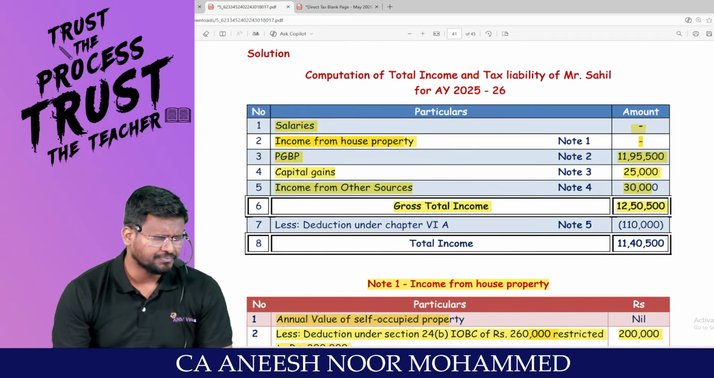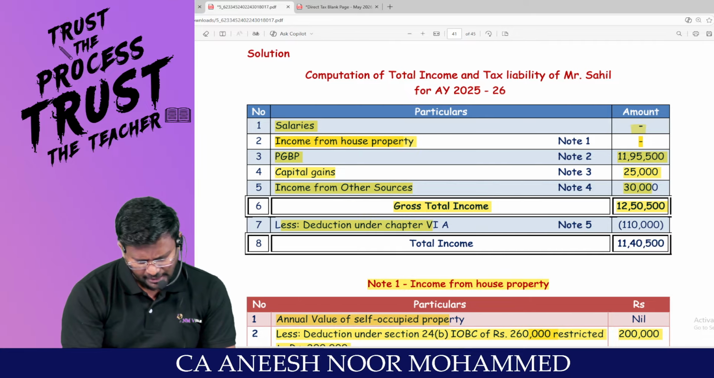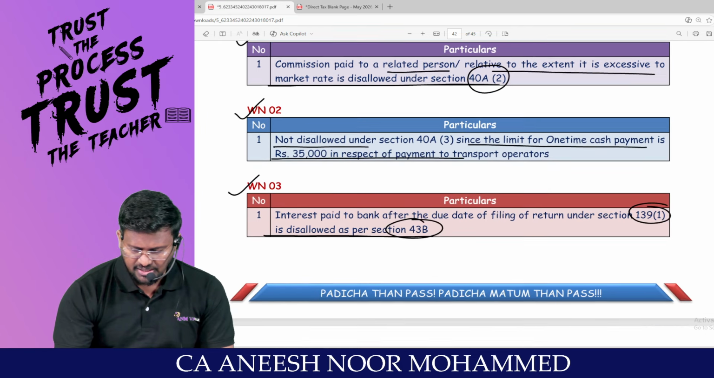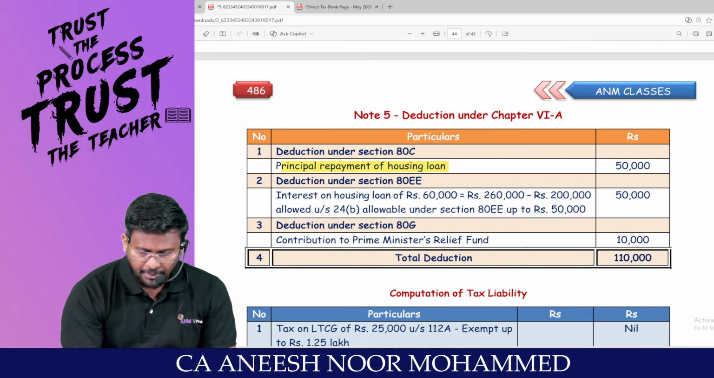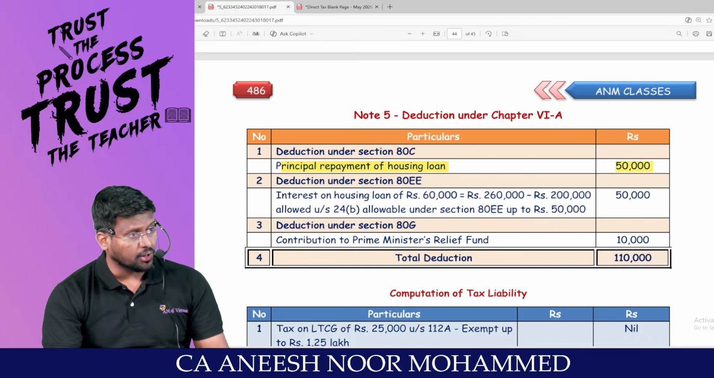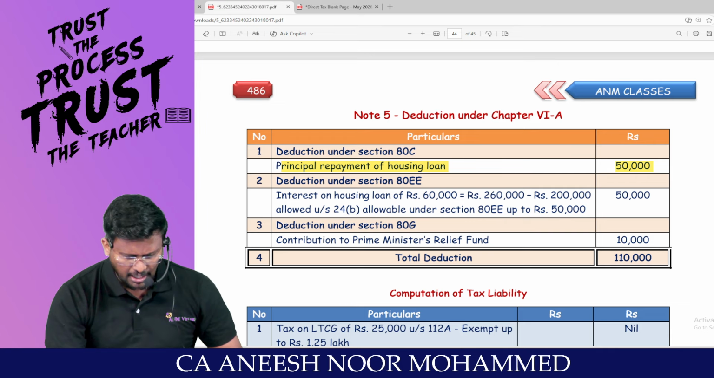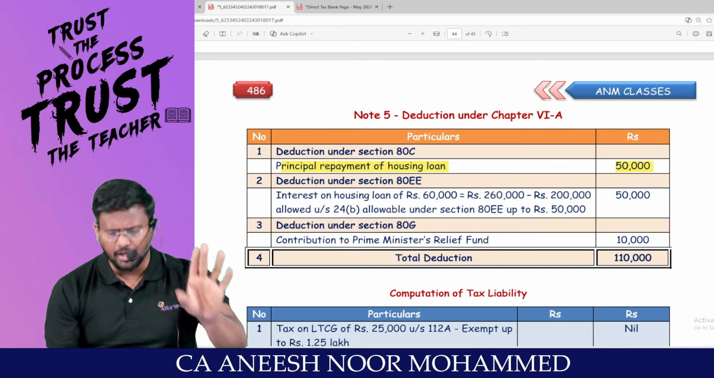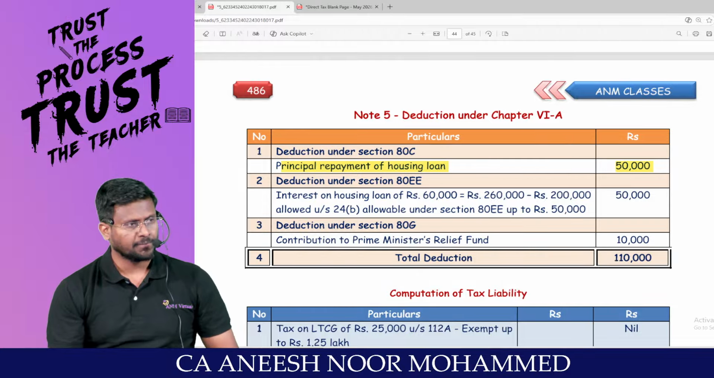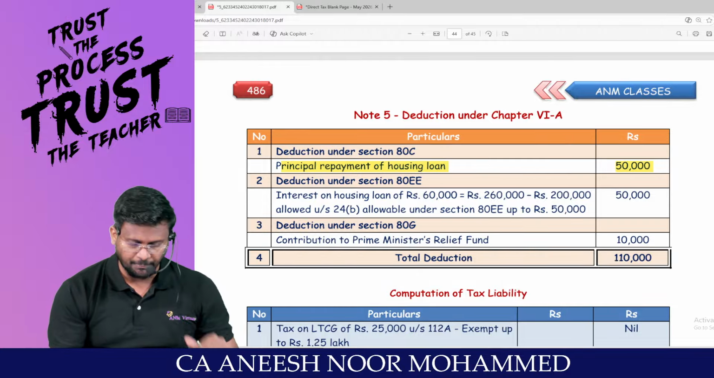What route? Optional tax regime. You are entitled to claim Chapter 6A deduction. What are the deductions? Chapter 6A deduction allowable. 80C, principal repayment of housing loan, 50,000 you can claim. Am I right? Because under 80C, principal repayment 50,000 is allowed. Correct. This is principal, not interest.